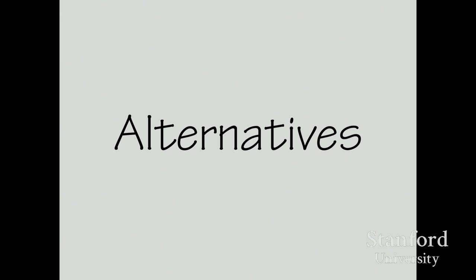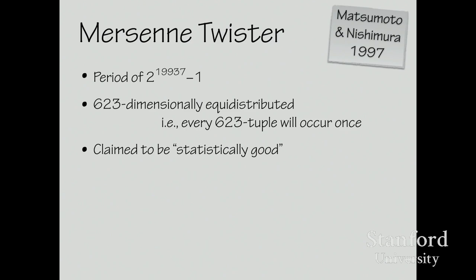So one of the ones that's really well-known and really popular is the Mersenne twister. And it was a tour de force when it came out in 1997. And it has an absolutely massive period, which means that if you were hoping to use that technique of memorizing the whole book and doing a search in it, it's not going to work for you.